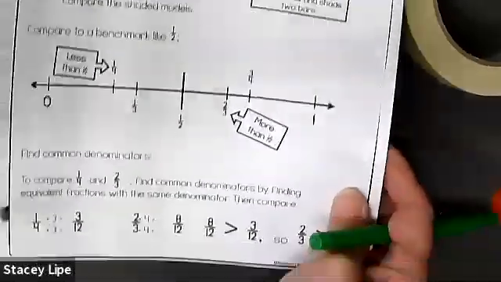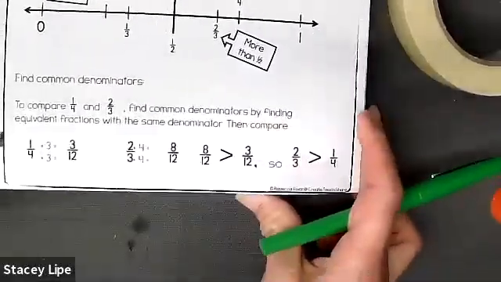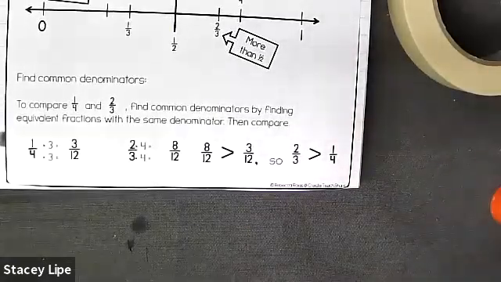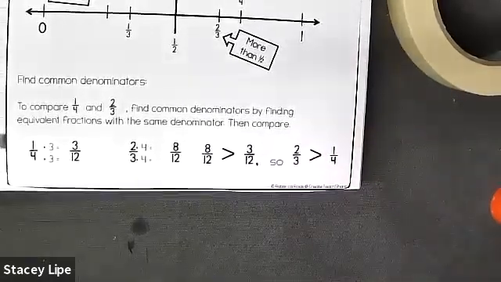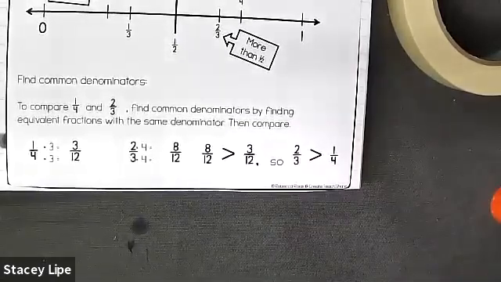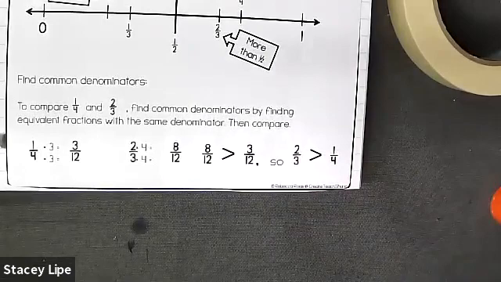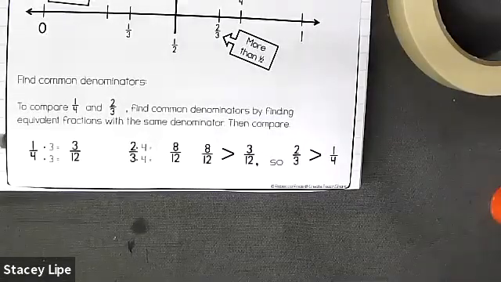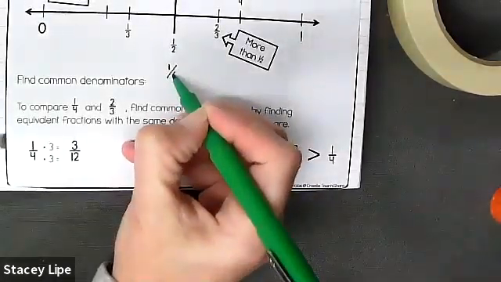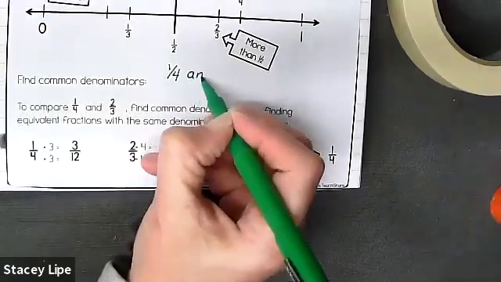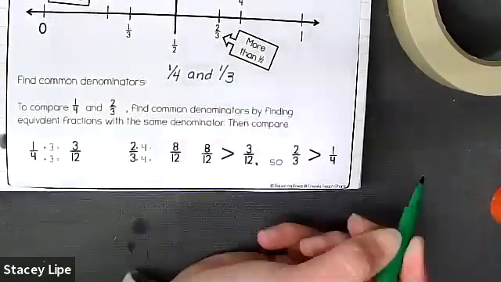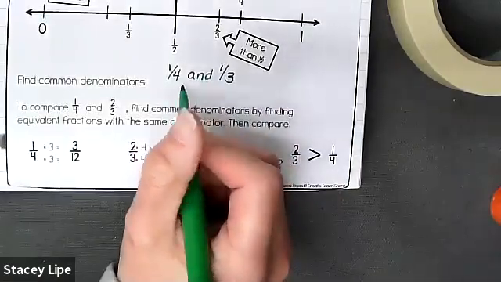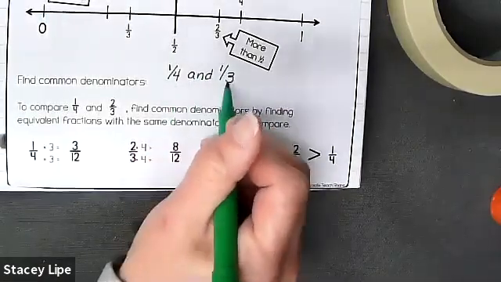And then the third way, which is the way you're going to do this from this point forward, is you're going to find a common denominator. So to compare 1/4 and 1/3, you're going to find a common denominator by finding equivalent fractions with the same denominator and then compare. So in order to find an equivalent fraction for 1/4 and 1/3, we need to think about what numbers these both go into.